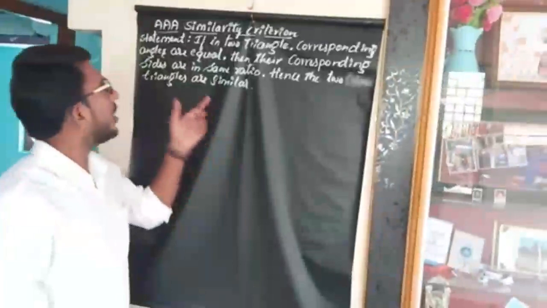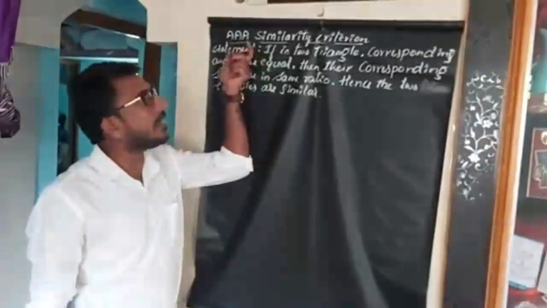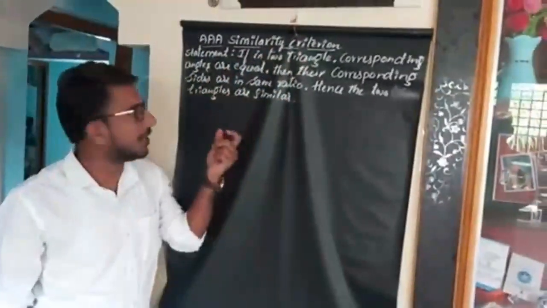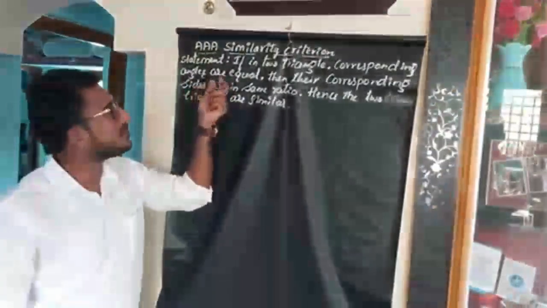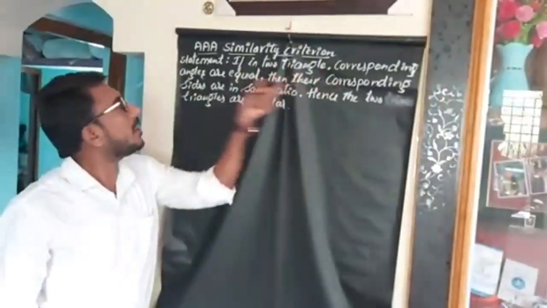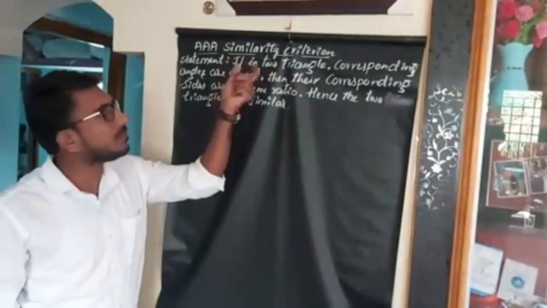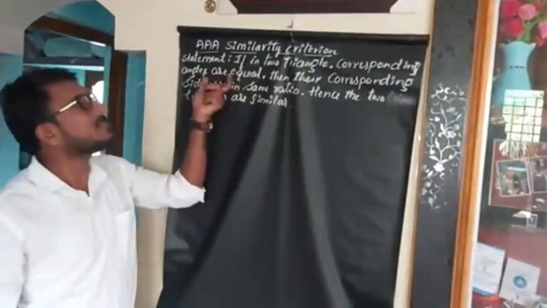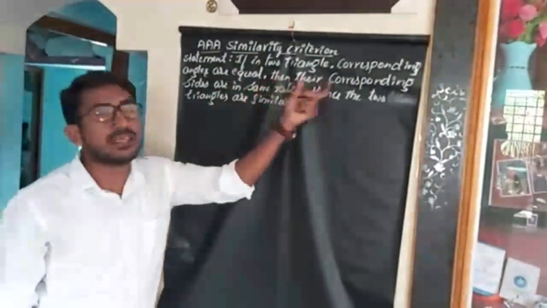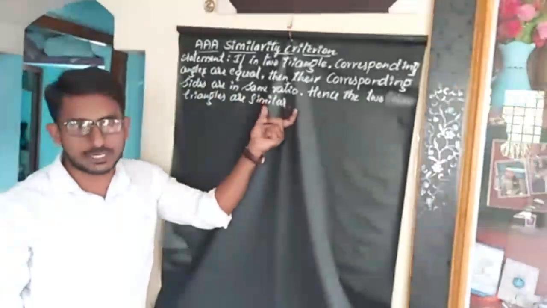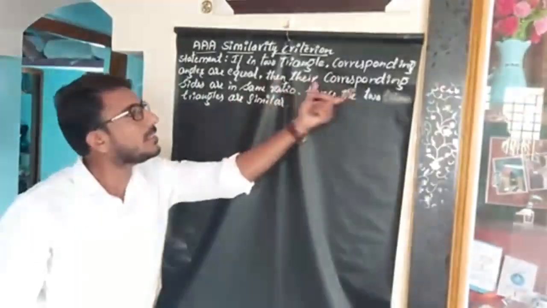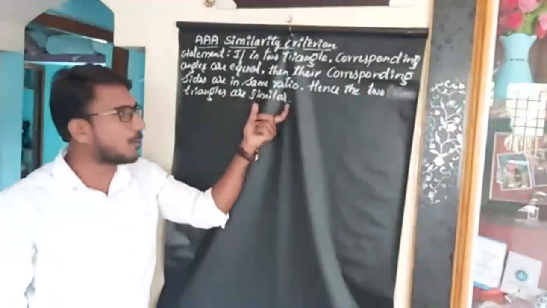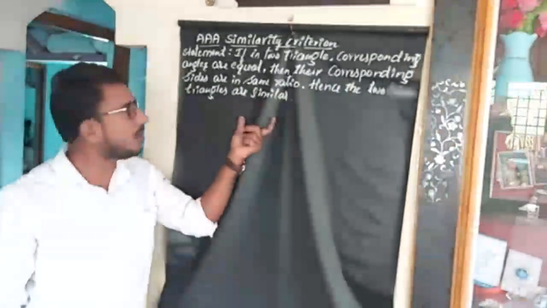Students, today let us learn about angle similarity criteria. The statement is: if in two triangles corresponding angles are equal, then their corresponding sides are in the same ratio, or we can say the corresponding sides are in proportion. Hence the two triangles are called similar triangles.